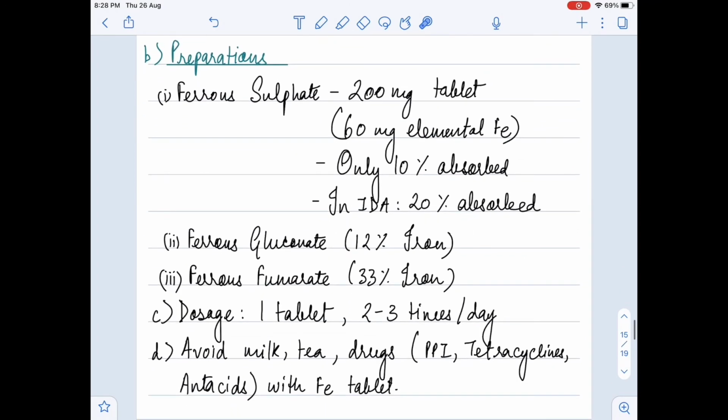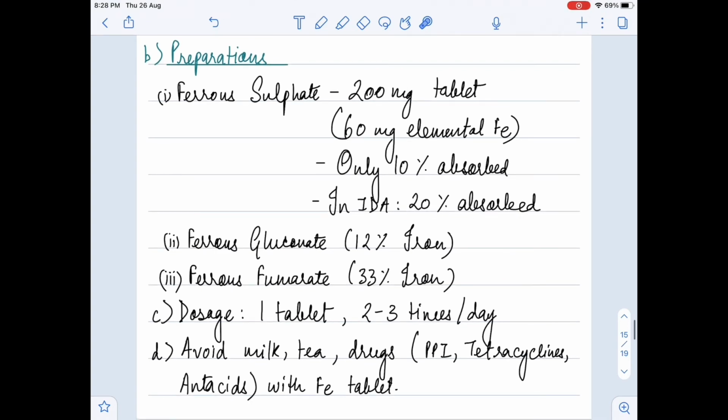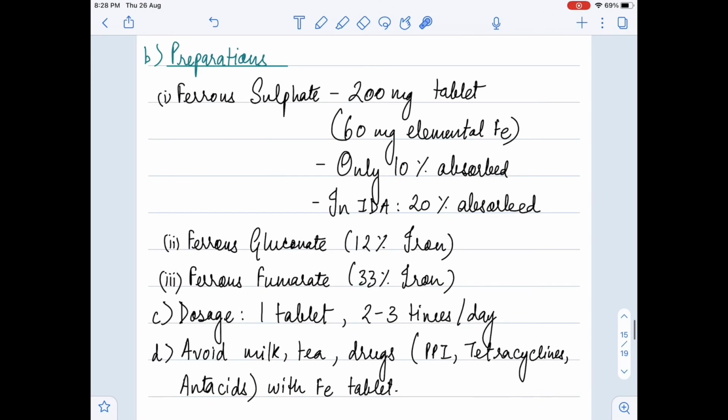So what are the preparations present in the oral iron preparation? We have ferrous sulfate, ferrous gluconate and ferrous fumarate, that is, they are the ferrous salts. Ferrous sulfate is a 200 milligram tablet which contains about 60 milligrams of elemental iron, wherein only 10% is absorbed, but in iron deficiency only about 20% is absorbed. The ferrous gluconate and ferrous fumarate have concentrations of about 12% iron and 33% iron respectively.